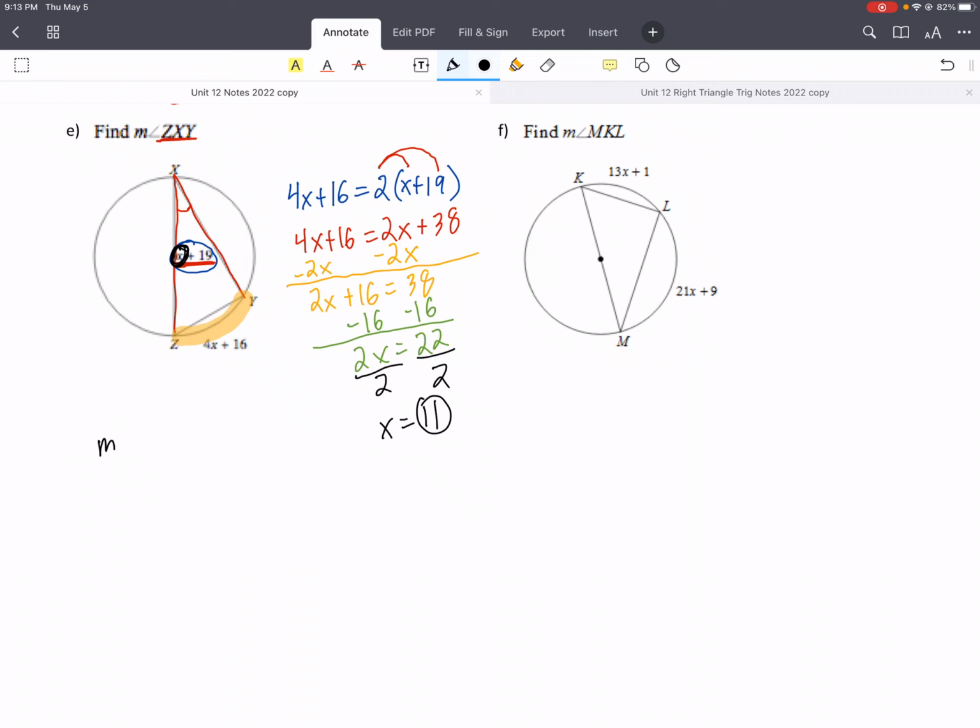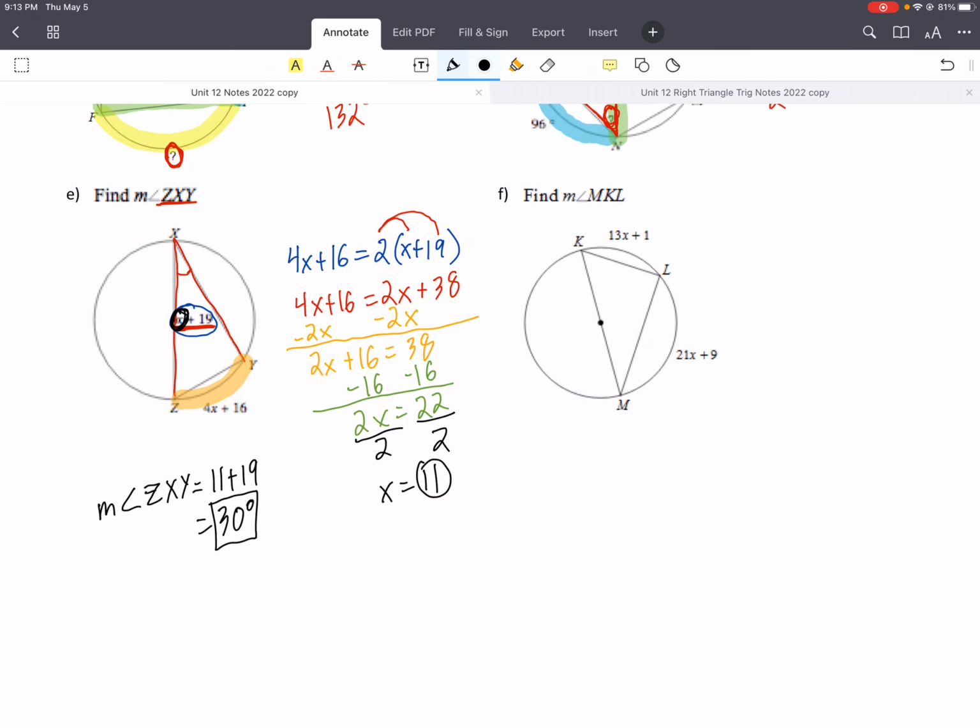So the measure of angle ZXY is equal to 11 plus 19, which is equal to 30 degrees. Ta-da!